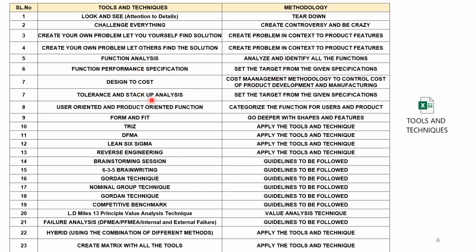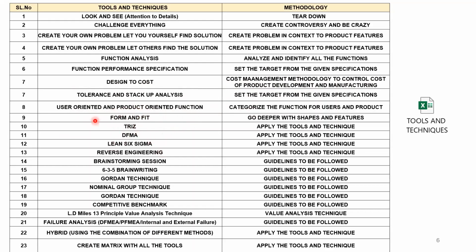You can also look for design to cost, where you can involve the cost management methodology to control the cost of your process development. Here it's not going to be product for you; it's going to be process. Some of this is applicable for a product, not for a process, where we do the design activities. Here you can analyze the product-oriented function, and also the customer. For you it is going to be the process-oriented function, and what the customer wants from your process. This may not be applicable for your form and fit.